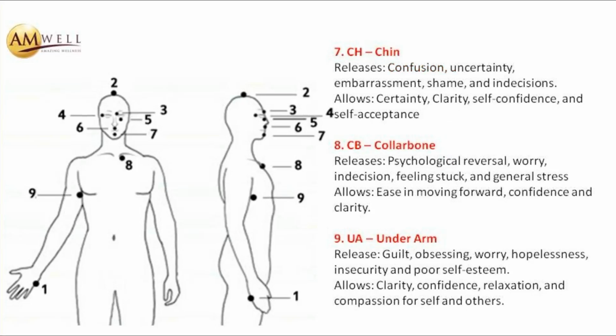Point 7 is the chin. It is to release confusion, uncertainties, embarrassment, shame, and indecision. It also allows certainty, clarity, self-confidence, and self-acceptance.